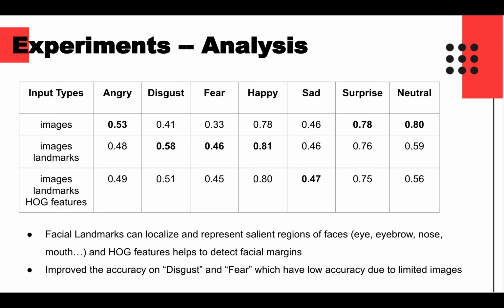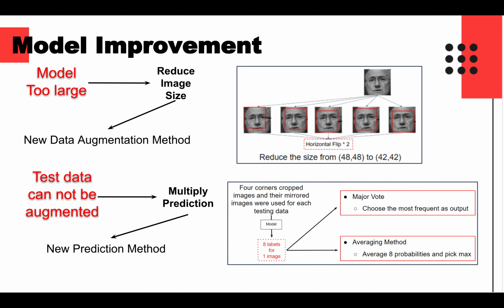In the experiment process, we found 2 problems. First is that the model is too large, so we want to reduce the image size. We proposed a new data augmentation method. We cropped the original images to the size of 42. It is randomly repeated 10 times, and all the cropped images are used in training.